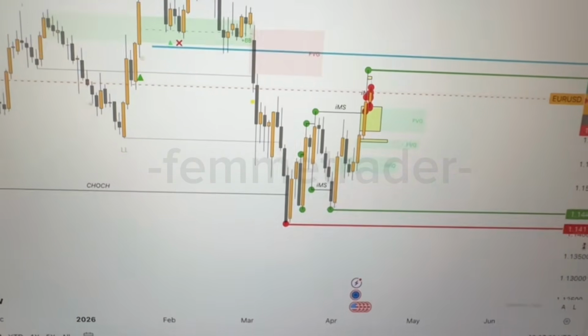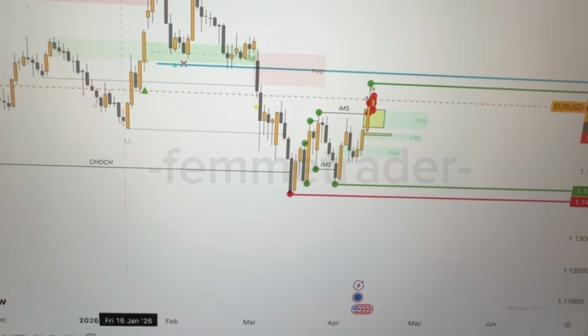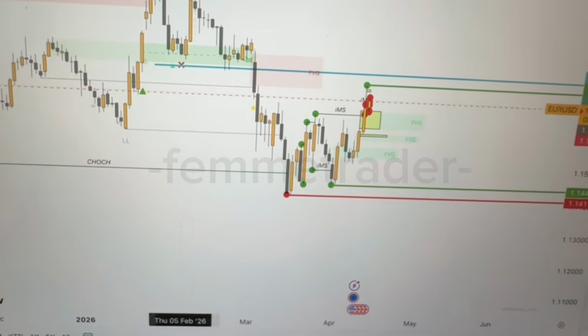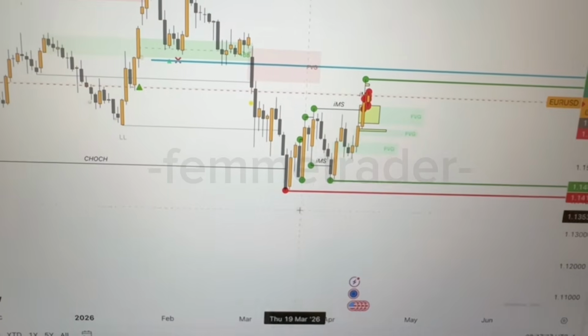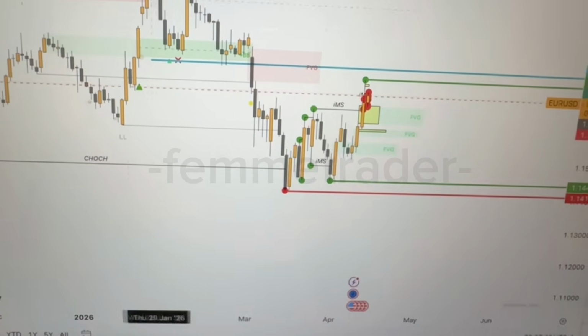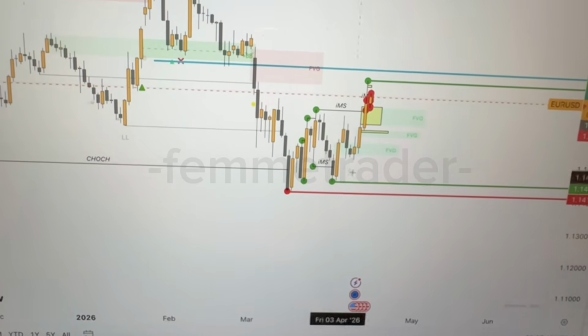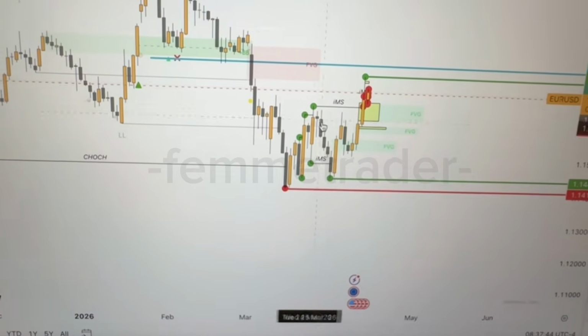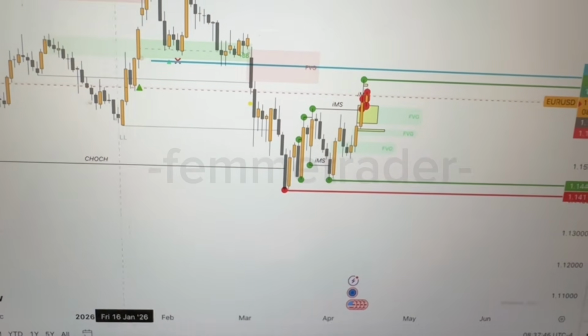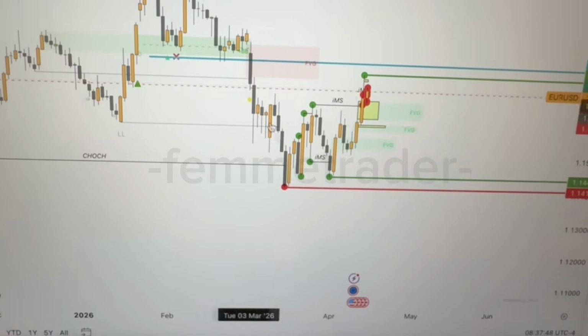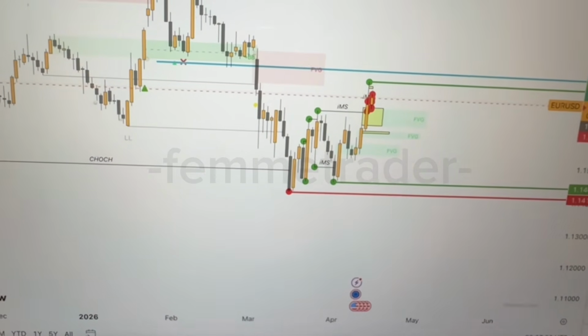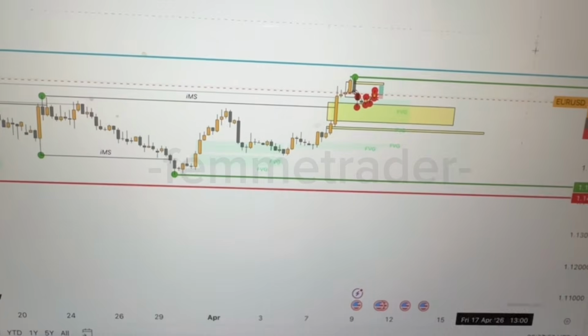Anything that is inside this range, this high I marked here and this low I marked down there, any structure here is internal range. While these ones are external, these ones are internal. So let me take you back to the 4 hours so you can understand.